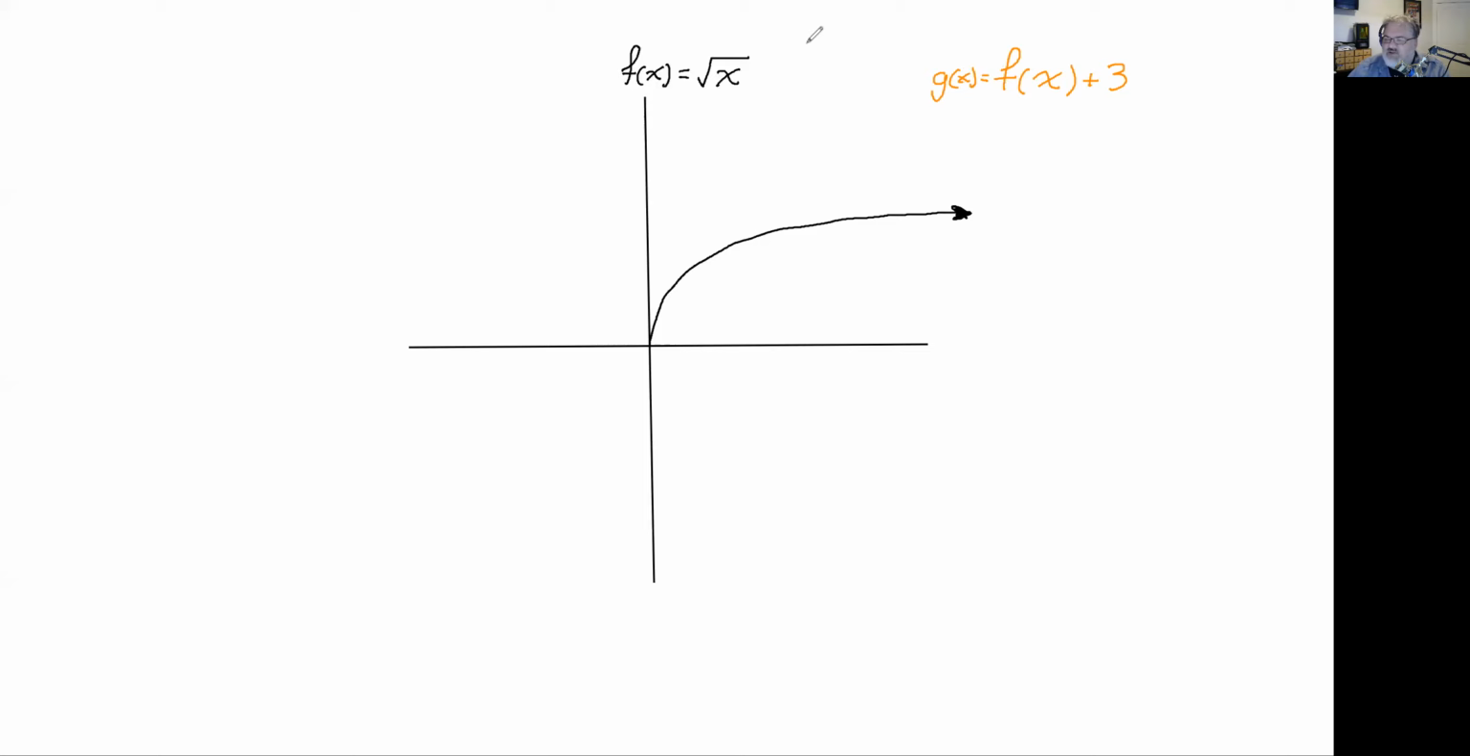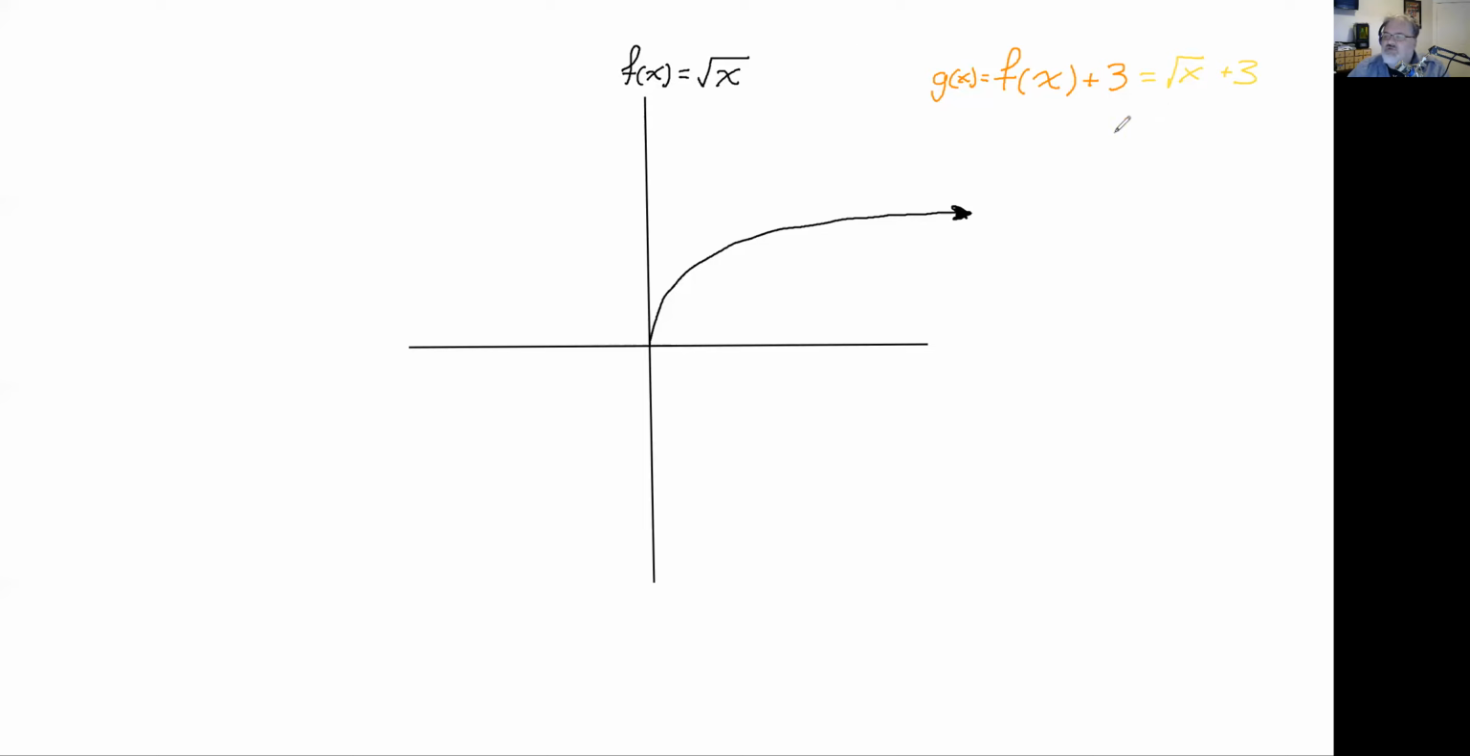If we wanted to look at what that would look like in an equation format, well, this is our f of x and then plus 3. Our f of x is the square root of x. So this would just become the square root of x plus 3. So you might see g of x defined this way. You might see g of x defined as the function of reference plus 3. Either way, it's talking about the same thing.